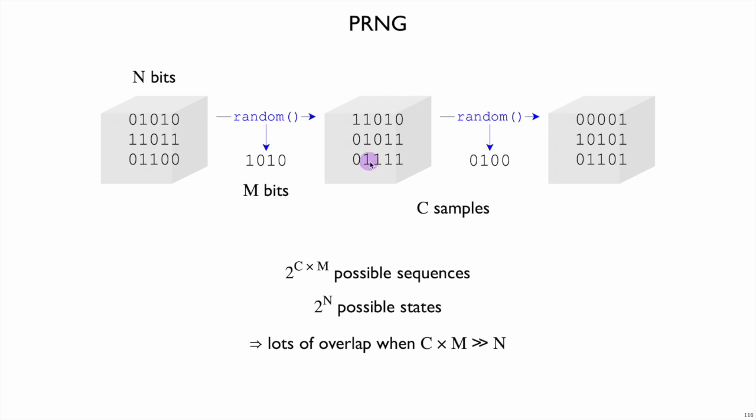How many different states can this random number generator be in? It's got n bits of information, so there are only 2 to the n possible states in the random number generator. So what this means is you need to pick a random number generator with enough state that you can get as many different random numbers as you want. If c times m is a lot bigger than n, that means you're going to end up getting the same sequence of random numbers very often, and that's not random at all. So that's one concern for a random number generator.